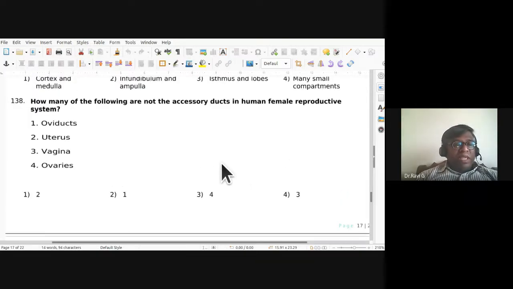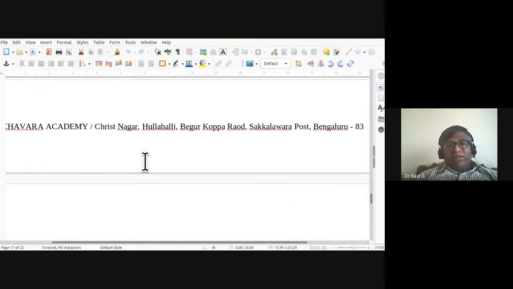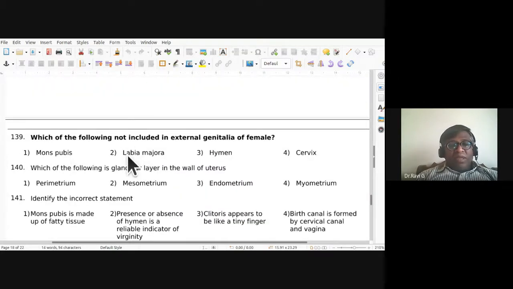So one of them is not an accessory duct in the human female reproductive system. Which of the following is not included in the external genitalia of female? Mons pubis, labia majora, hymen, cervix. So cervix is not included in the external genitalia of female. Okay, internally it is located, isn't it? So cervix is the answer.